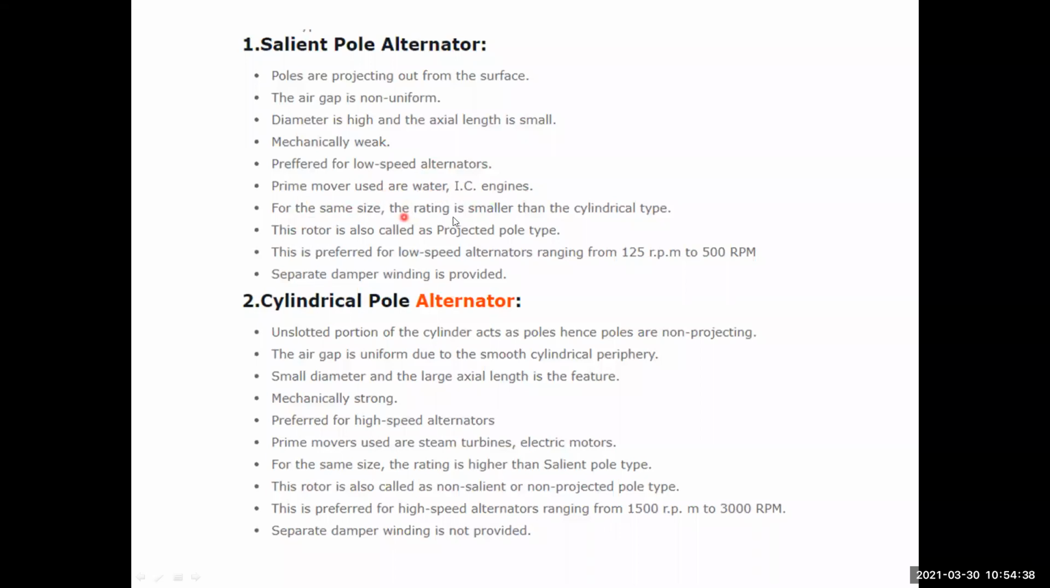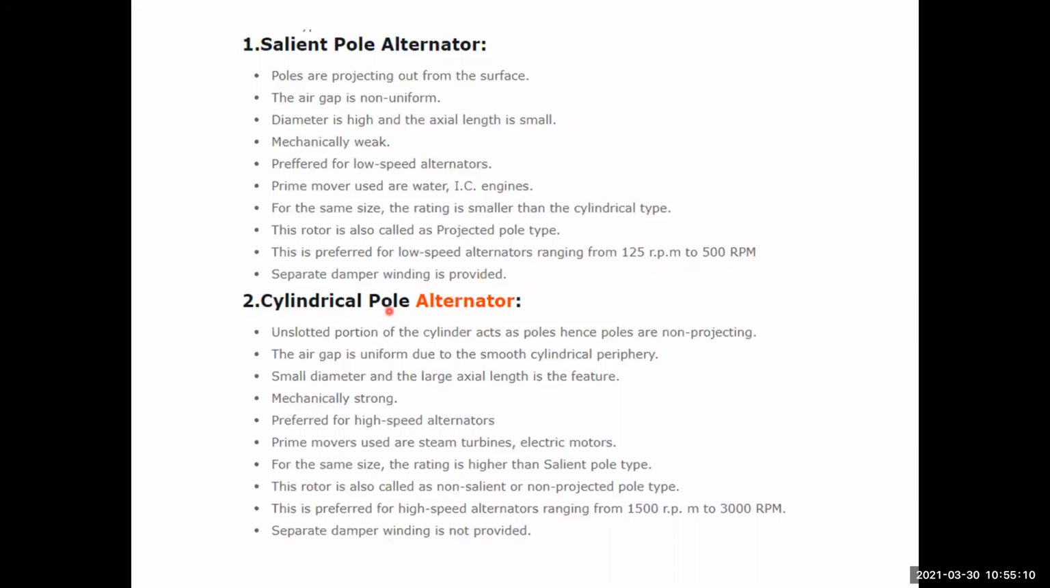For the same size, the rating is smaller than the cylindrical type. The rotor is also called a projected pole type. It is preferred for low speed alternators, about 125 to 500 RPM. A separate damper winding is provided. By using the damper winding, it is useful to start the motor, and for a generator it is used to reduce oscillations, which are called hunting. Oscillations can be reduced by using the damper winding.